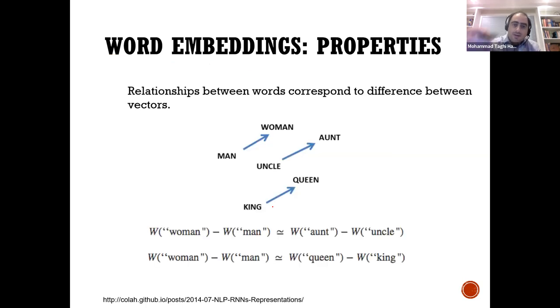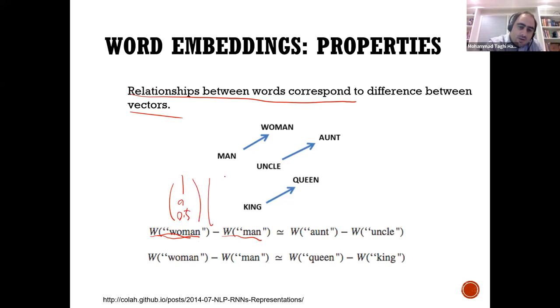Okay, let's see what we want to do. We want to get some relations between words and the corresponding vectors. As I mentioned, W of a word gives me a vector, or essentially an array, and I want to have this property. W of woman is a vector, and all of them have the same dimensions. So I take the vector of woman minus the vector of man. For example, maybe the first vector in three dimensions is 1, 0, 0.5, minus the second vector, which is maybe 1, 1, and 0.75. I'm just taking the difference of these two vectors.